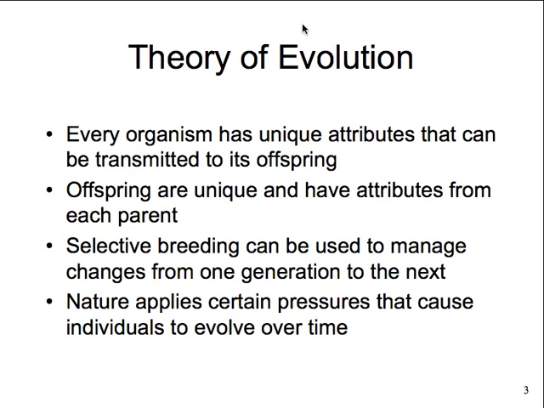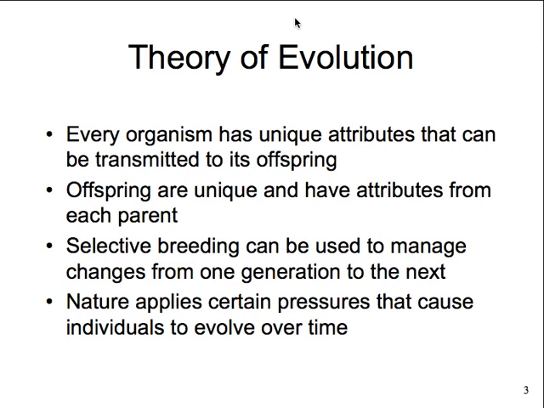So offspring are unique if they have attributes from their parents. We have selective breeding that can be used to manage changes from one generation to the next. It's a highly controversial concept in the U.S. because people ask, what about natural selection? Why do we have to do selective breeding? Then we would artificially create generations of people that all have characteristics to be more intelligent, stronger, faster, or whatever it happens to be, which has been the scientific kind of thing that's been going on for years.